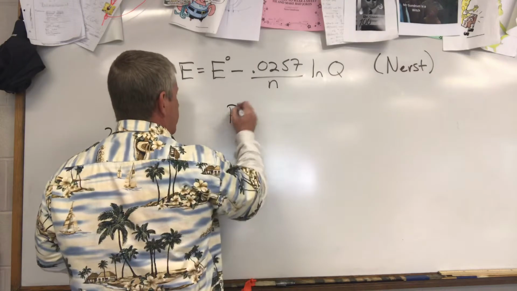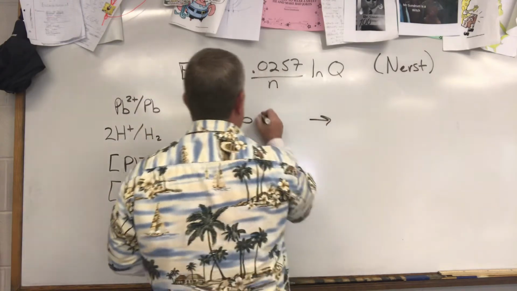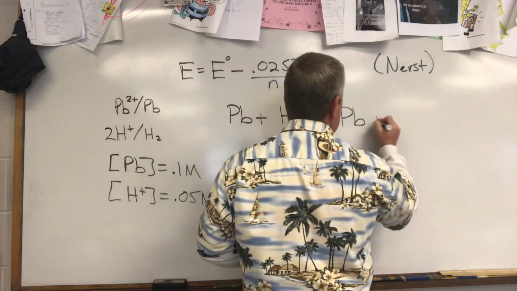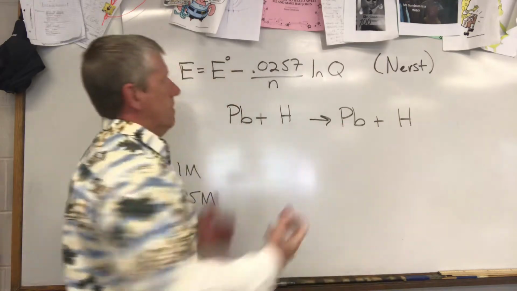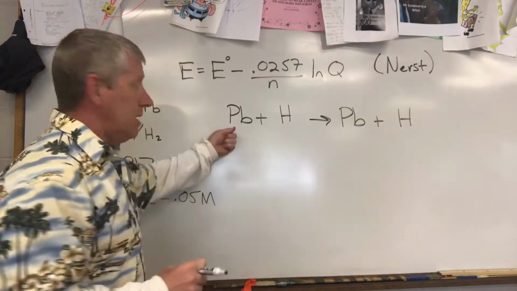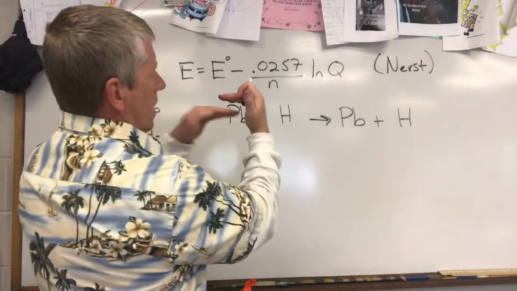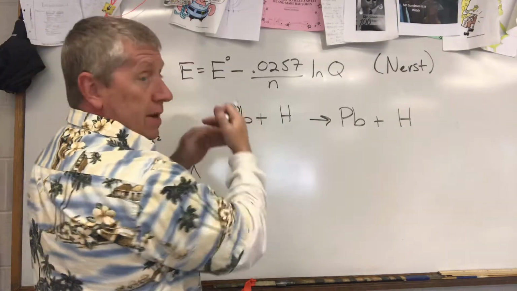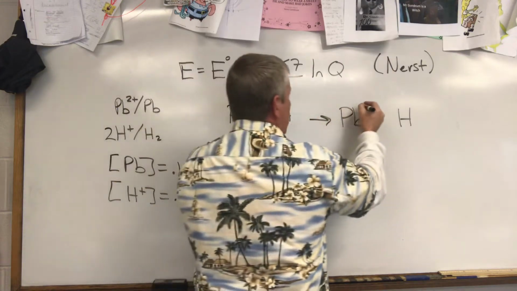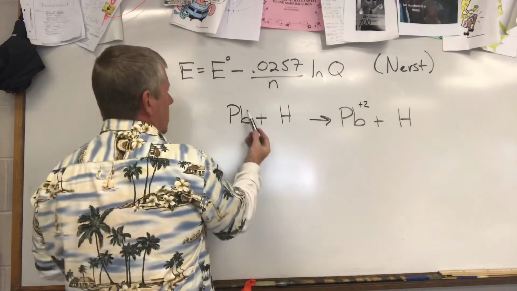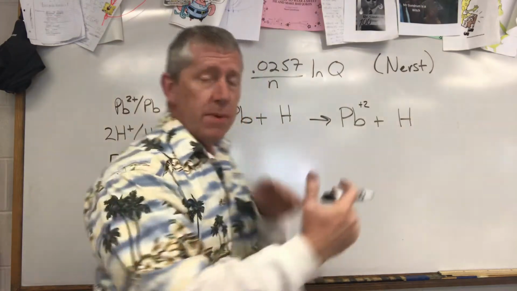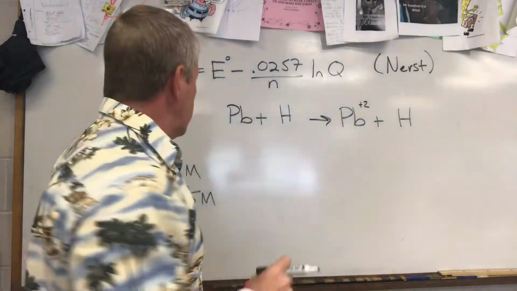So lead and hydrogen. We have to write them in the correct way, showing which one's being oxidized and which one's being reduced. We know the lead becomes oxidized because it's just below the hydrogen. Oxidized means you go to a higher oxidation number, so from 0 to higher. The lead goes from lead atom to lead ion. That's an oxidation. The hydrogen undergoes the reduction.